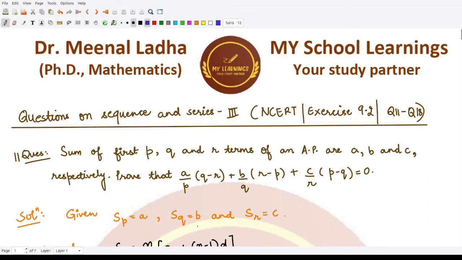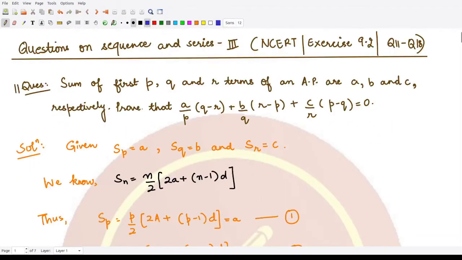So in this question, we are given that the sum of the first P terms is a, the sum of the first Q terms is b and the sum of the first R terms is c, right? And we know the formula for calculating the sum up to the first n terms, that is given by n by 2 into (2a plus (n minus 1)d), right? So now using this formula on the first given relation, the sum of P terms is equal to a. Replacing n with P, what do we have? We have S of P as P by 2 into 2a.